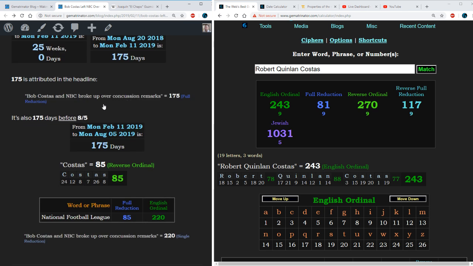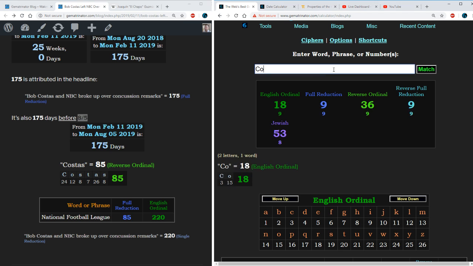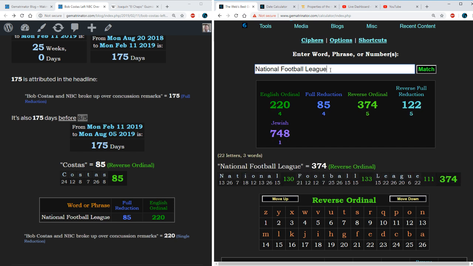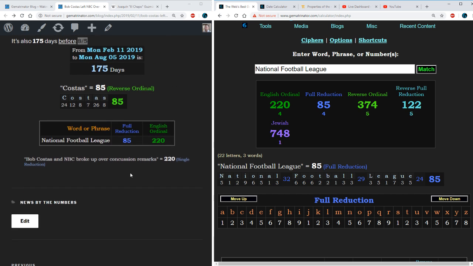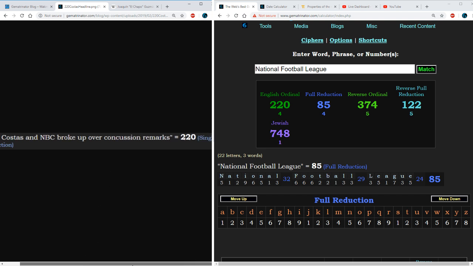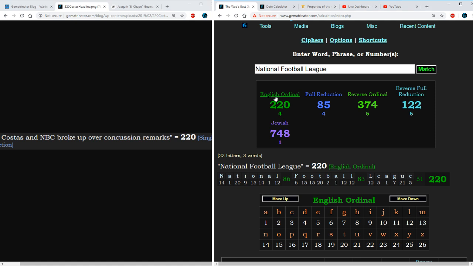The same date, February 11th, is also 175 days before August 5th, written 8/5. And the reason that's significant is because Costas equals 85, and so does National Football League, 85 in reduction. The Gematria of that same headline, by the way, also summed to 220 with the S exception, which is the ordinal value of National Football League.